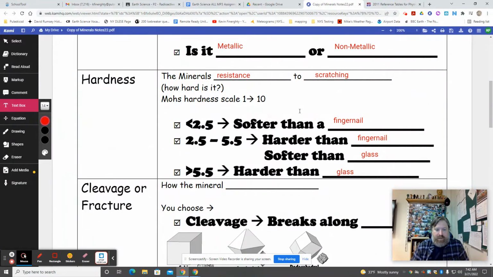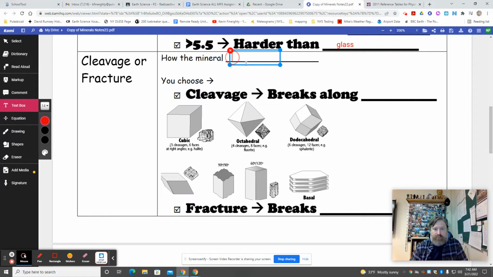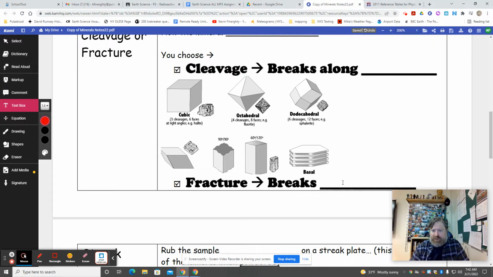Cool. Next is cleavage or fracture, how the mineral breaks. This is the hardest one, no doubt. I'm going to actually do fracture first. Fracture just means it breaks randomly. In all likelihood, everything you've ever broken in your life, a glass, some of my glassware in the lab, a plate, a bone, those just break randomly. Wherever the strain expresses itself, boom, it breaks, right?